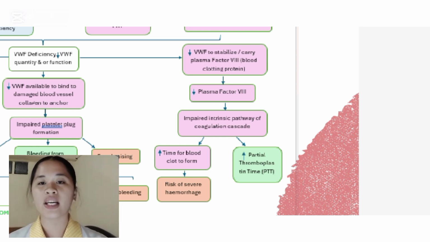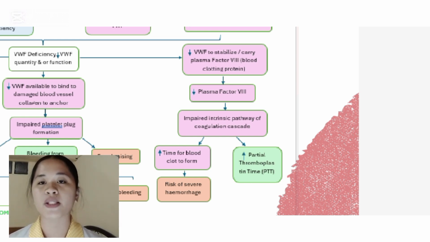This means that either the amount of the von Willebrand factor is insufficient or the available von Willebrand factor is defective, impairing its role in stabilizing blood clot formation, which results in a decrease in the von Willebrand factor's ability to stabilize or carry plasma factor VIII. The von Willebrand factor also has a critical role in stabilizing and protecting factor VIII in the bloodstream. With reduced von Willebrand factor, there is less binding and transport of factor VIII, leading to its degradation, which further results in a decrease in plasma factor VIII.